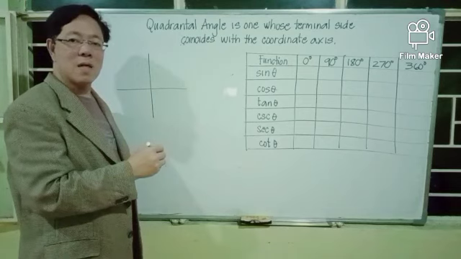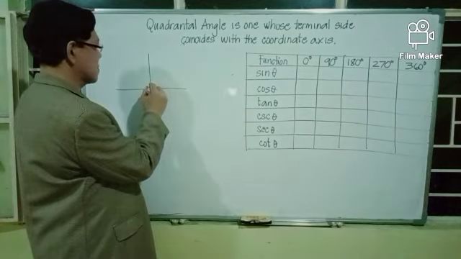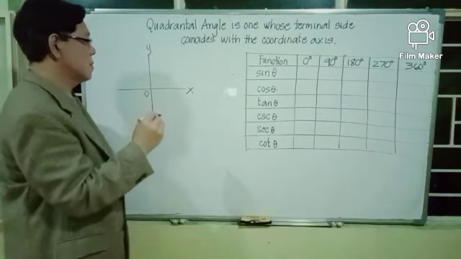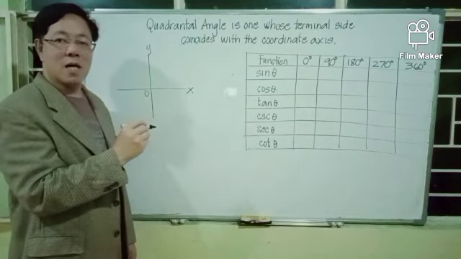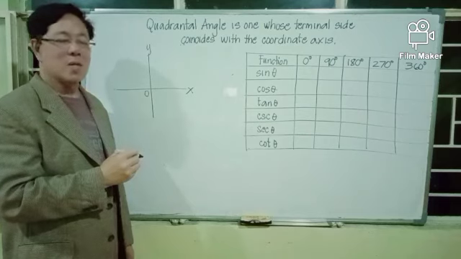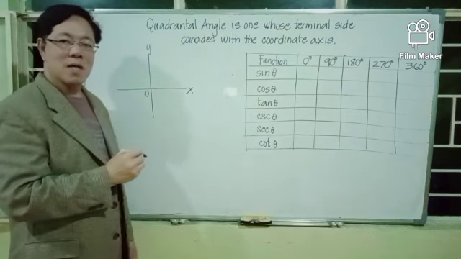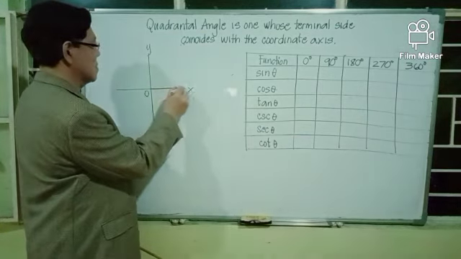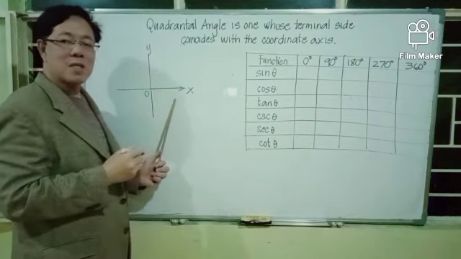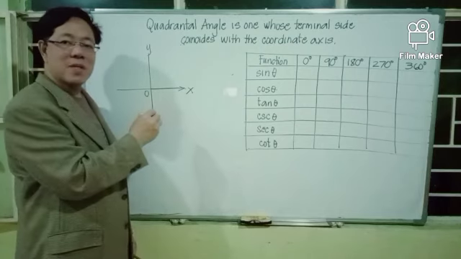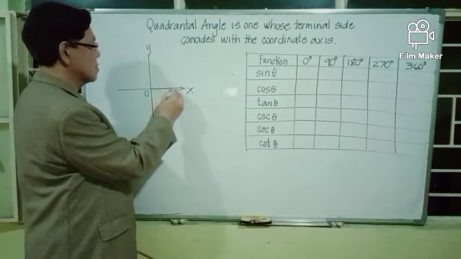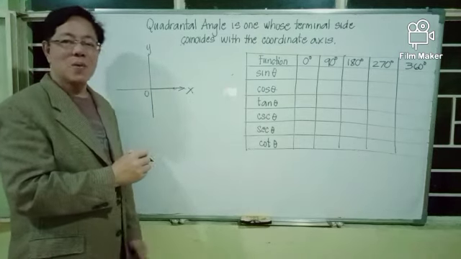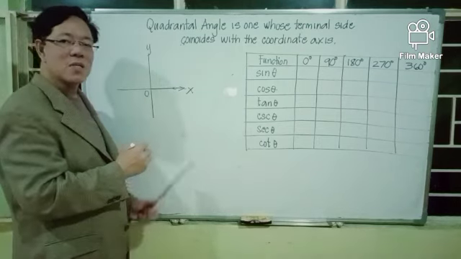We start with 0. The initial side and the terminal side of the quadrantal angle 0 coincide with the positive x-axis. And from this terminal side of the angle 0, we take an arbitrary point whose distance from the origin is 1 unit.